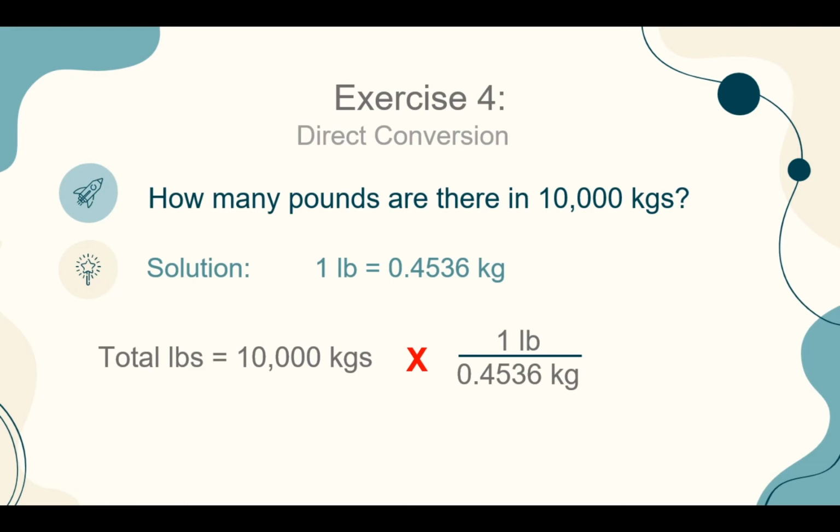So, the solution is, for every 1 pound, there is 0.4536 kilogram. So, ano ba yung hinahanap natin? Total pounds. Ano ba yung given natin? 10,000 kilograms. Total pounds is equal to 10,000 kilograms, and then i-convert natin yung kilograms into pounds. So for every 1 pound, there is 0.4536 kilograms. Kailangan natin siyang ilagay sa baba para ma-cancel out yung kilogram. So cancel out same units, and then the total pounds is 22,045.86 pounds. Alright, for every 10,000 kilograms.